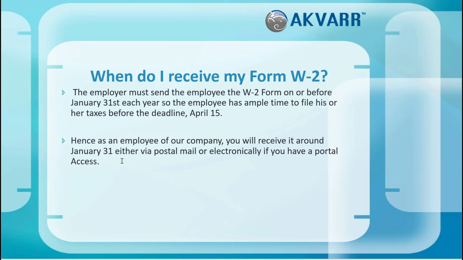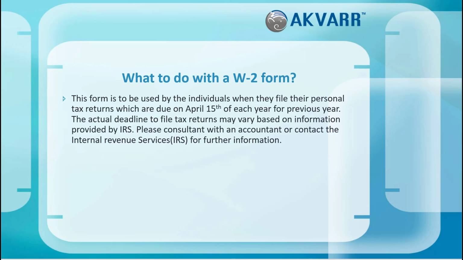So if you have the ADP platform, you may be able to download it earlier than that. But if you do not, then it's going to be via postal mail. It'll be mailed to your last known address. So make sure that our company has the latest address. Now, what to do with the form once you receive it?